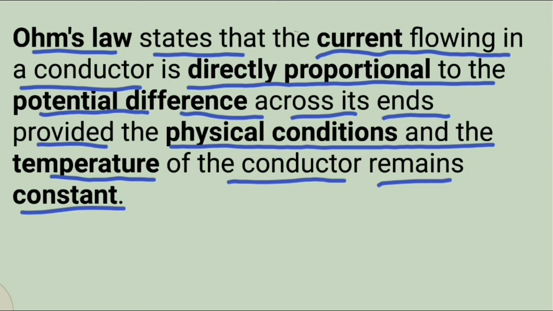So when you are writing Ohm's law, it is always important to mention this part, that the temperature and the physical conditions should be constant. If the temperature is varying, or if the length or area of the conductor is varying, then Ohm's law will not be correct. It won't hold good. So Ohm's law is applicable only if the temperature is constant and the physical conditions of the conductor remain constant. So that is very important.